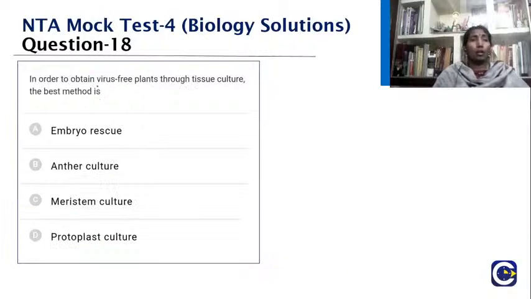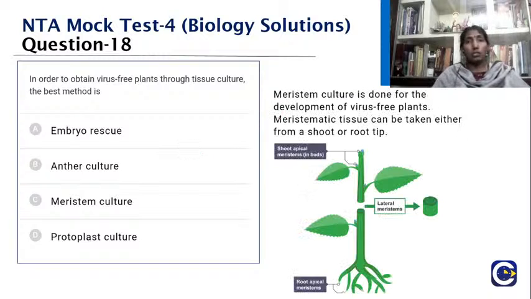In order to obtain virus free plants through tissue culture, the best method is embryo rescue, anther culture, meristem culture or protoplast culture. We have been doing this in sessions together. The right answer is meristem culture, because that is the place where there is development of virus free cells, since there is constant renewal in a growing region. The meristematic tissue can be taken from either the shoot tip or the root tip. You have to take it from the meristem, which is virus free.